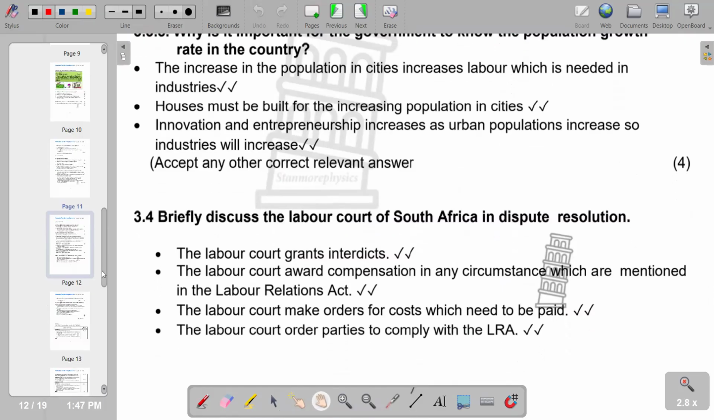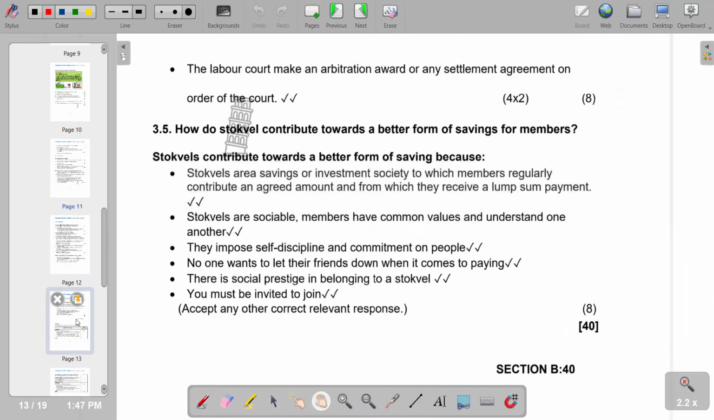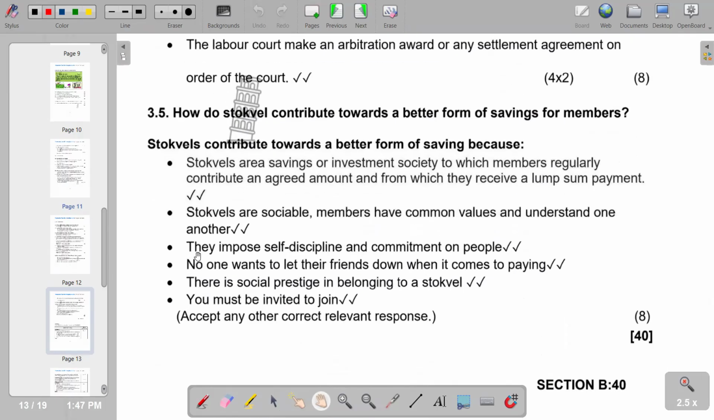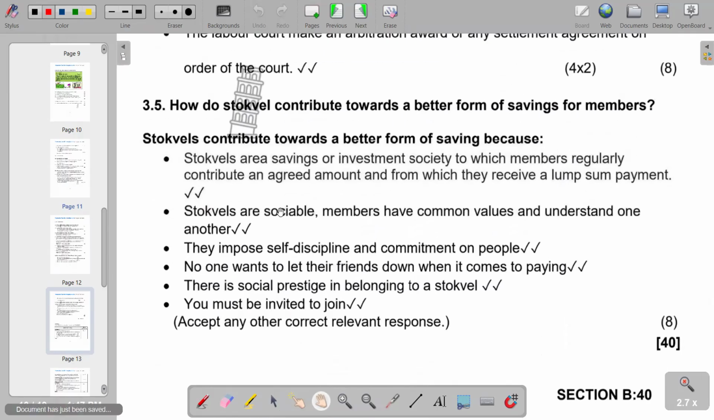So moving on to the next part, which is our 3.5. How does a Stokvel contribute towards a better form of savings for members? These are the points that we have within the context of Stokvels. Stokvels are savings or investment societies to which members regularly contribute an agreed amount and from which they receive a lump sum payment. Stokvels are sociable. Members have common values and understand one another. So those are some of the positives that we can deduce from Stokvels.